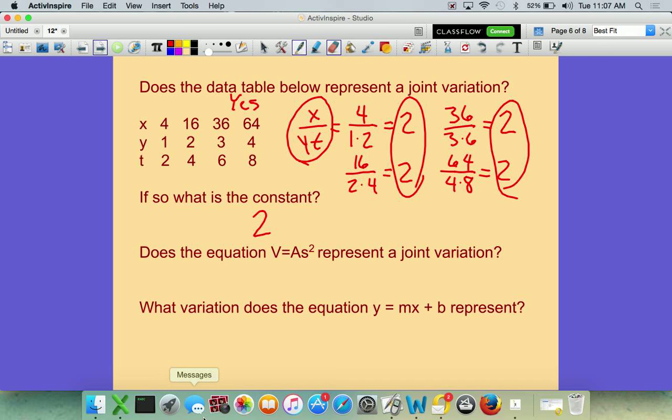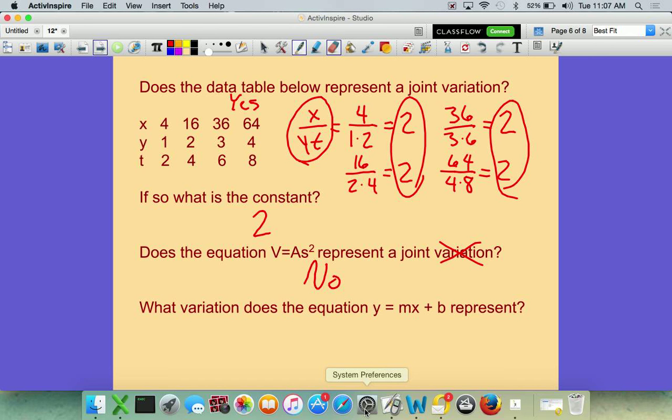Alright, next one. These have to do with a couple little twists to it. Does the equation v equals as squared represent joint variation? One thing I haven't said is what happens if you have an exponent. If you have any exponents in there, it is not variation, because it doesn't stay in the same pattern. So this is not joint variation.